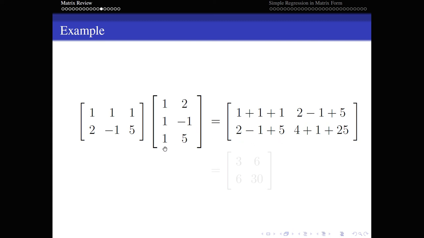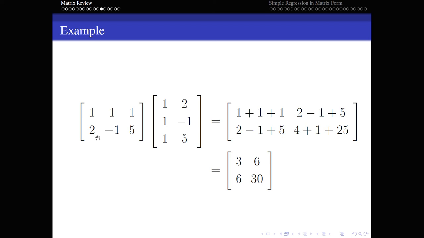Then finally, for the second row and second column, I'm going to take the row from the first matrix again and the column from the second matrix again, multiply these together and add them. So 2 times 2, negative 1 times negative 1, and 5 times 5, and that gives me 4 plus 1 plus 25, since a negative times a negative is a positive. Then I would calculate these addition problems, and this ends up being my matrix.